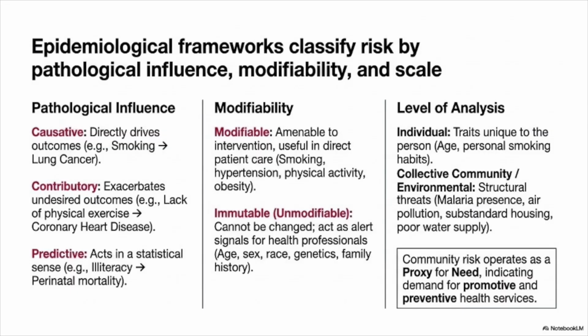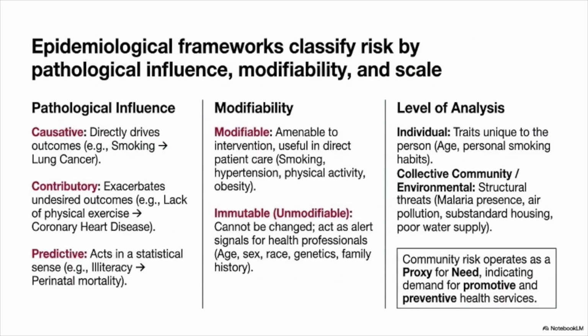Risk factors can also be classified according to whether they are modifiable or non-modifiable. Modifiable risk factors include smoking, obesity, hypertension, unhealthy diet, physical inactivity, and diabetes. Since these can be changed, they become the main targets for prevention. Non-modifiable risk factors include age, sex, genetics, race, and family history. Although they cannot be altered, they help identify individuals who require closer monitoring and early intervention.